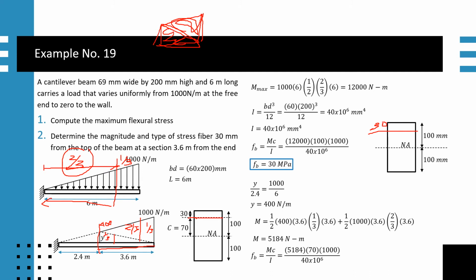So, yan. Fb is equal to Mc over I, 5,184 times 70 times 1,000 Newton meter. Yung I natin is hindi naman nagbabago. Wala naman nagbago sa beam natin. So, 40 times 10 raised to 6 pa rin yan. Simplify, 9.072 MPa. Ayan. So, that is your final answer. Okay? Ganun lang. So, another example.